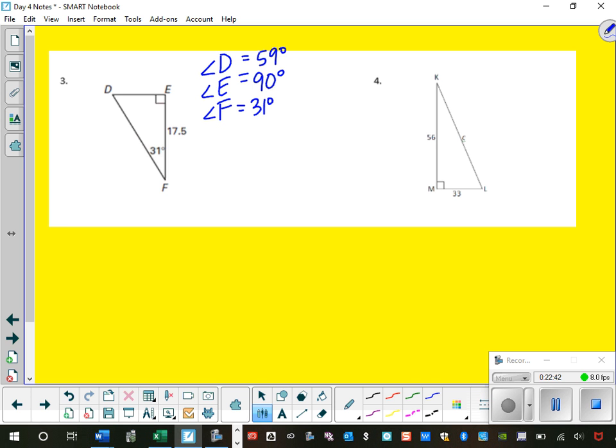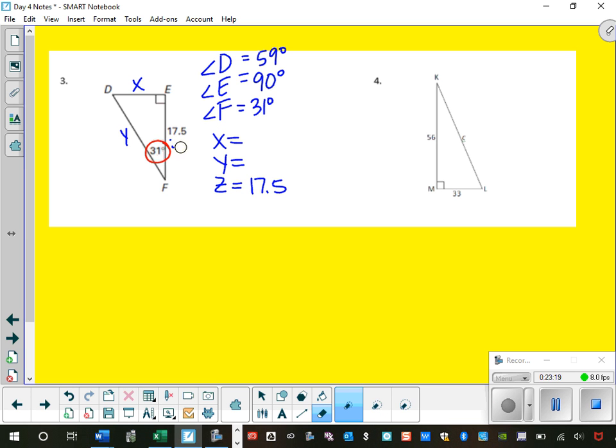Then we need to find side BE and side BF. I'm going to label these with X and Y, and let's call this Z. So Z is 17.5. It's just easier to know what we're solving for. Let's start with angle F, 31 degrees. I don't want to use angle D. Let's solve for X first.